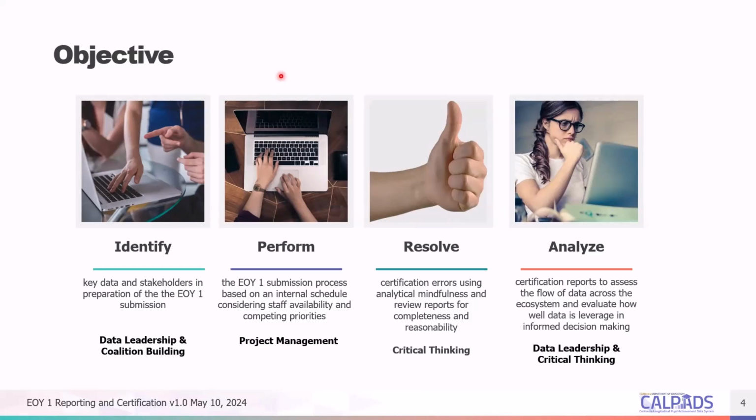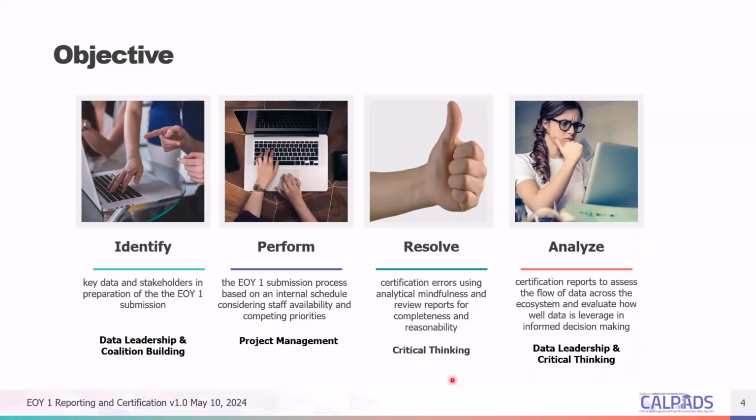and competing priorities, which uses the project management competency. Our third objective, resolve certification errors using analytical mindfulness and review reports for completeness and reasonability, which uses the critical thinking competency. And finally, analyze certification reports to assess the flow of data across the ecosystem and evaluate how well data is leveraged in informed decision making, which uses the data leadership and critical thinking competencies.